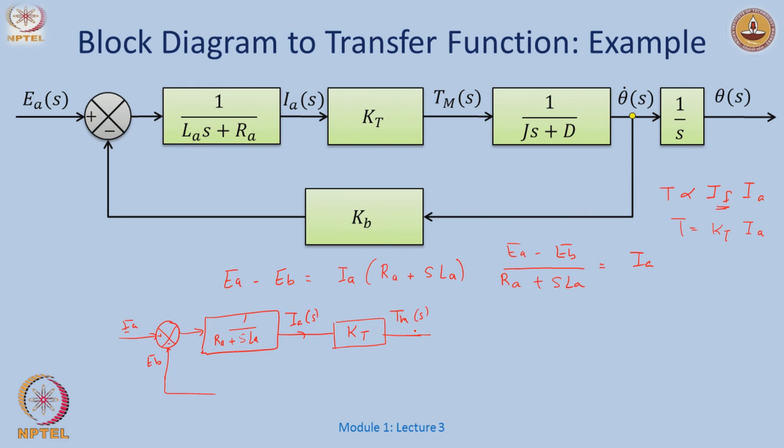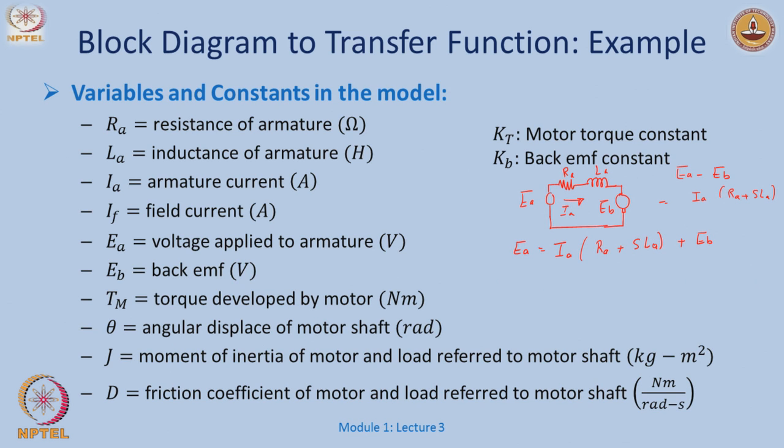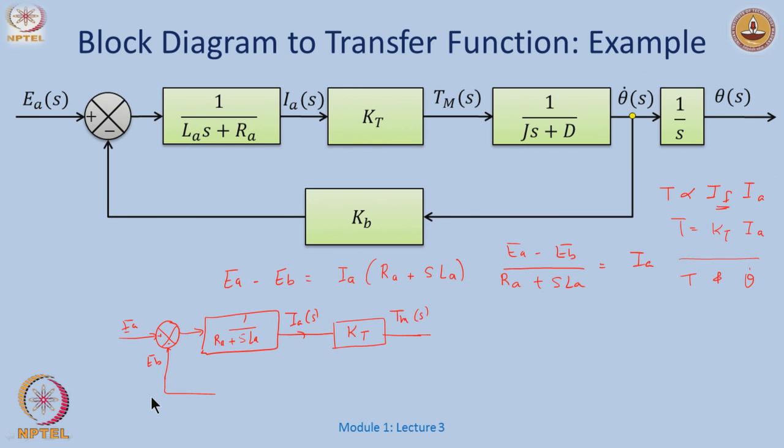Okay. Now, what does this torque do? Well, we had seen this relation for rotational motion between torque and the angular velocity. This torque goes through the J, the moment of inertia of the motor and the load, and the friction. So, the torque is related to this thing.